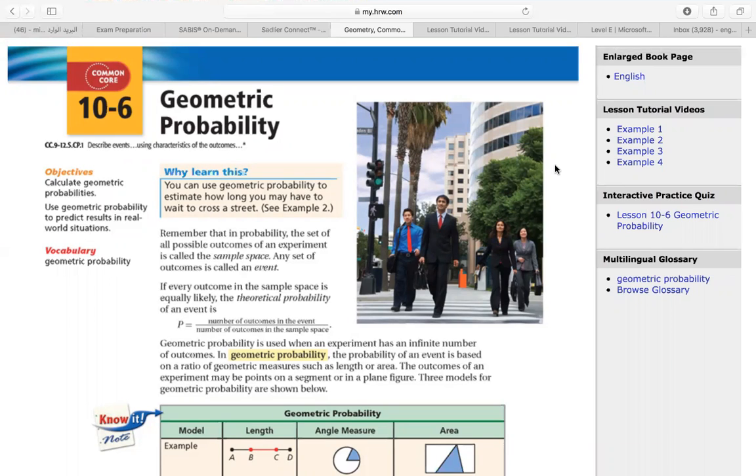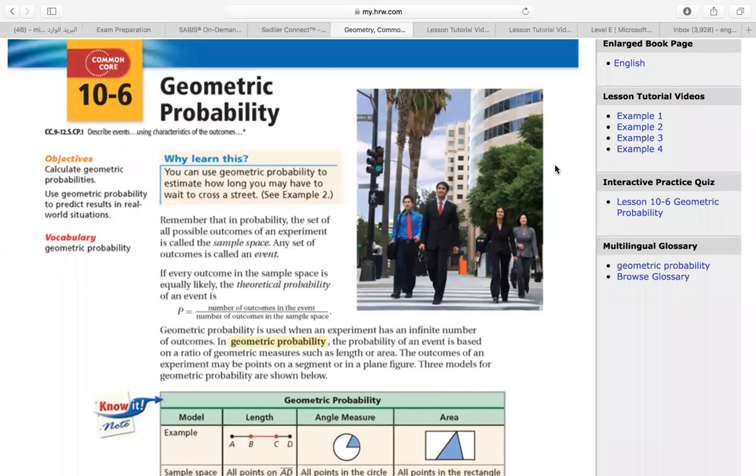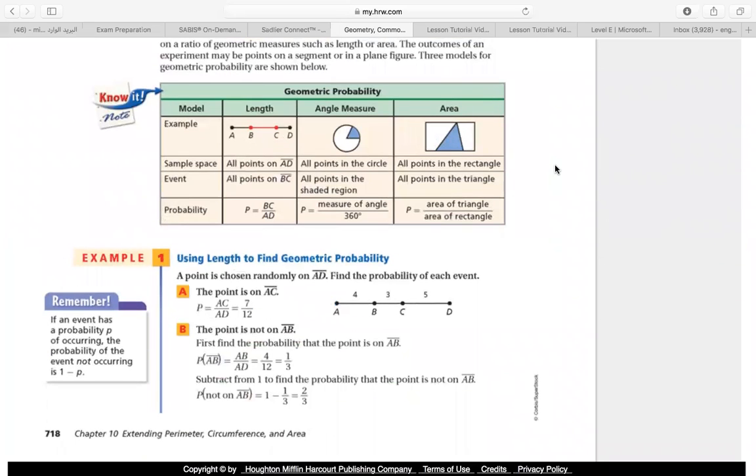Good morning, grade 9. Our lesson today is chapter 10, lesson 6, geometric probability. We started the first part of the lesson yesterday, and we're going to continue our lesson today, the second part. So let's review what we have learned yesterday.